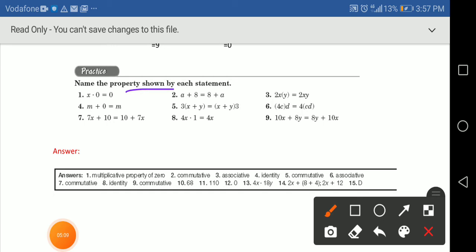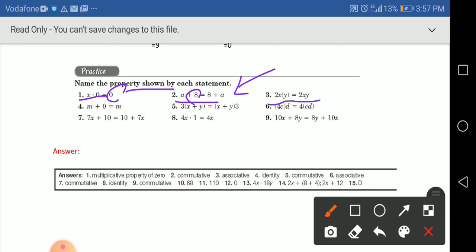Name the property shown by each statement. Remember the properties? When I have x times 0 is 0, what's this property? We have multiply, so it's the multiplicative property of 0. What about this? a plus 8 equals 8 plus a. So I here changed the places. So it is the commutative property of addition.